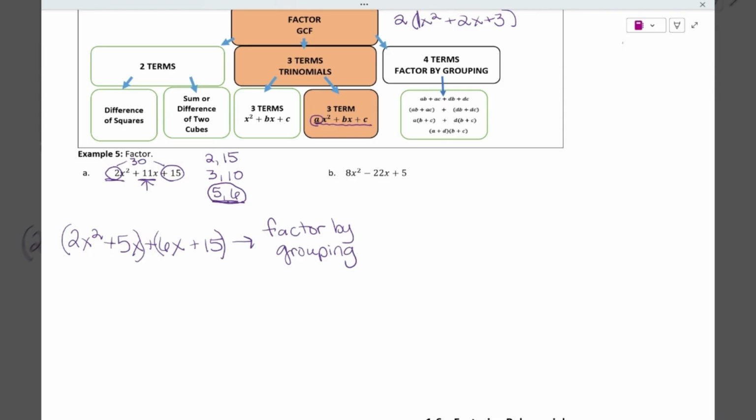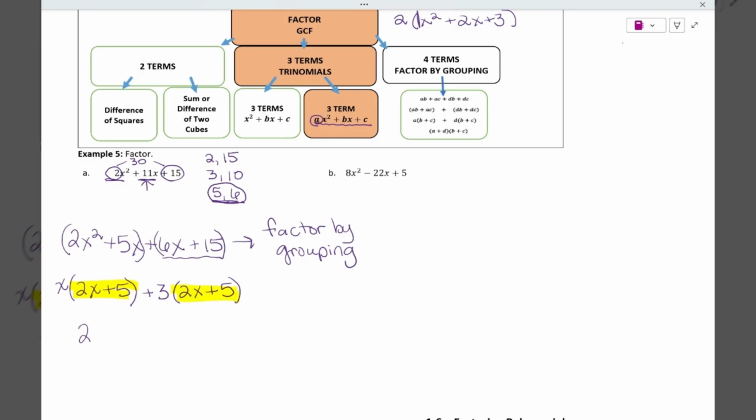When I look at 2x squared plus 5x, what is their greatest common factor? It's an x. So I divide everything in this first set by x. 2x squared divided by x is 2x. 5x divided by x is 5. So I write that. Okay, then I look at my second set, 6x and 15. They have a 3 in common. So 6x divided by 3 is 2x. 15 divided by 3 is 5. And what do you notice? We should see that they have the binomial 2x plus 5 in common.